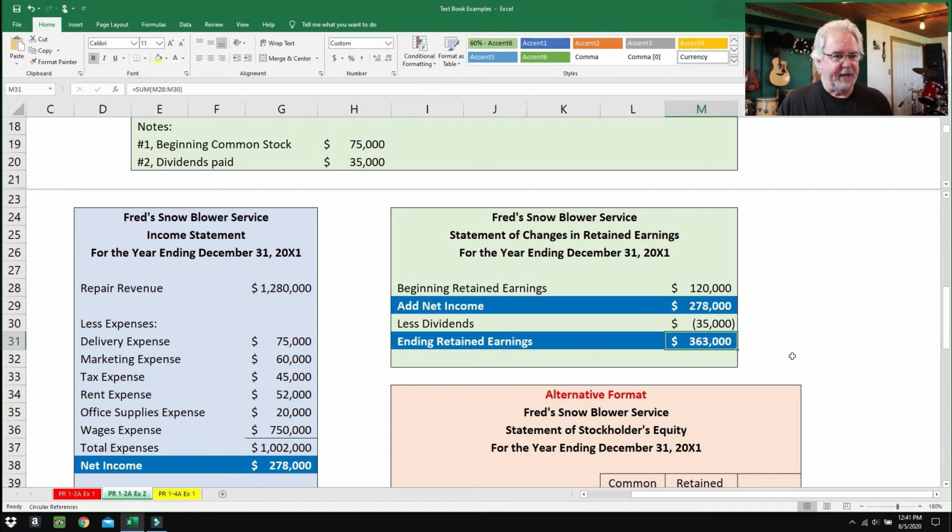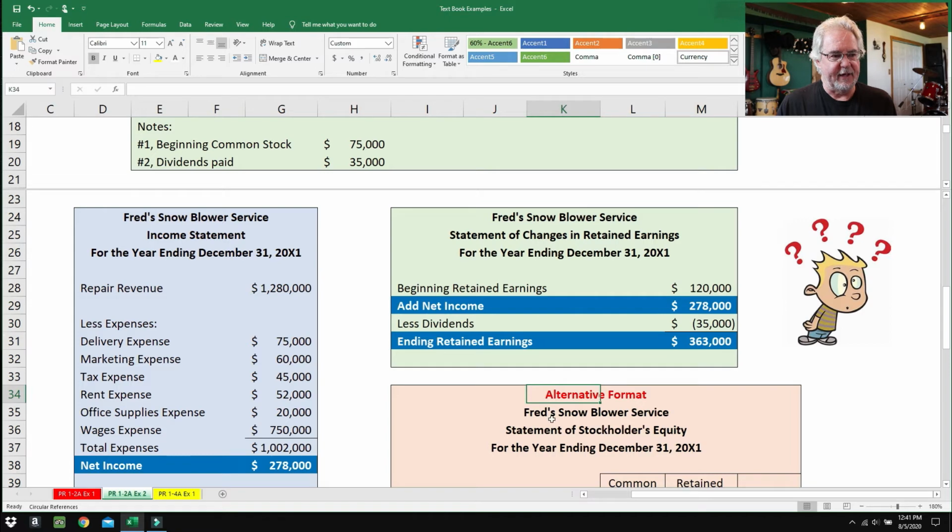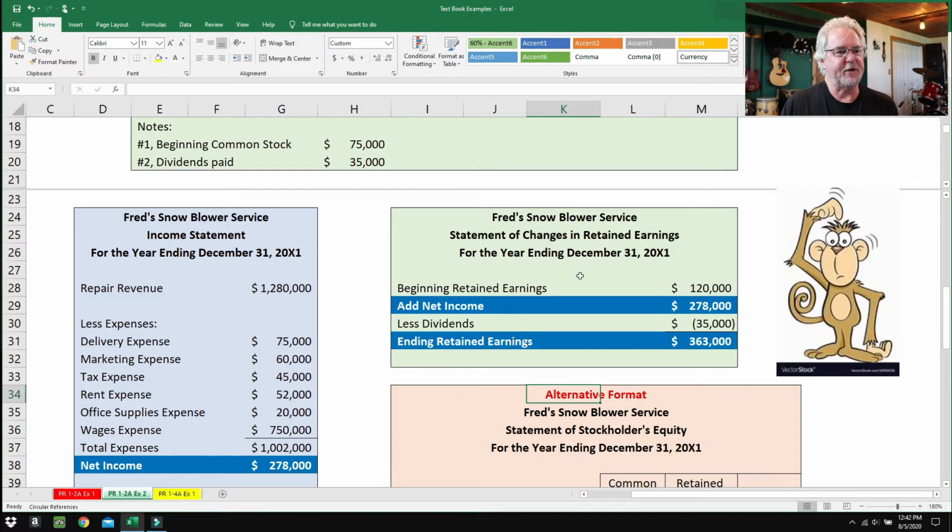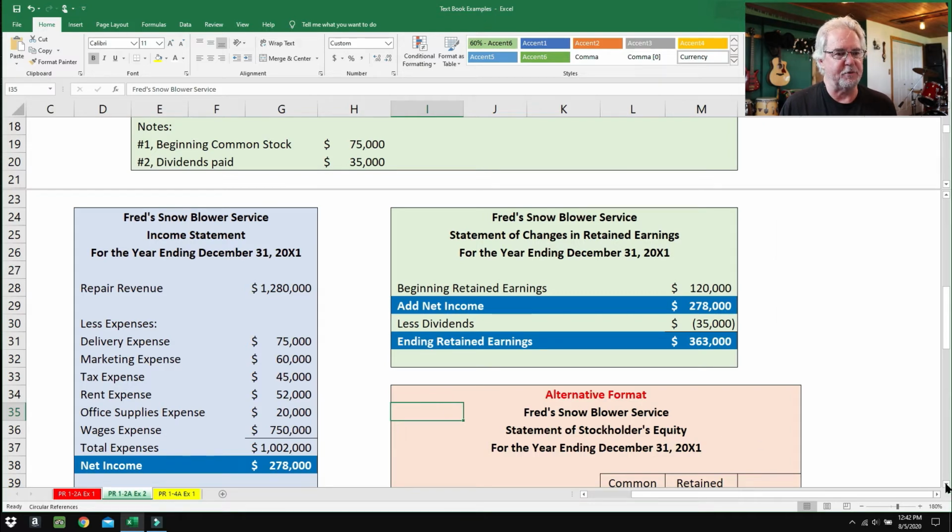So there you go. Now I've got an alternative format. You can see that in the nice bright red letters there, alternative format. And this is simply what we just did, but in a different format. Now, a lot of you might be wondering, do we have to do both? No, you don't. You do one or the other. The reason I'm including this alternative format is that some textbooks do the statement of changes in retained earnings this way, like we just did it in the green, and other books do it like this one in the pink. So I'm just covering them both. You don't have to do both, but do one or the other.